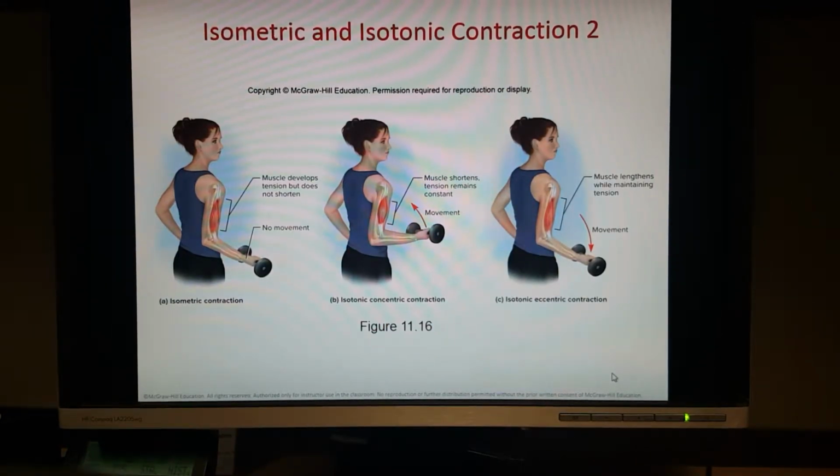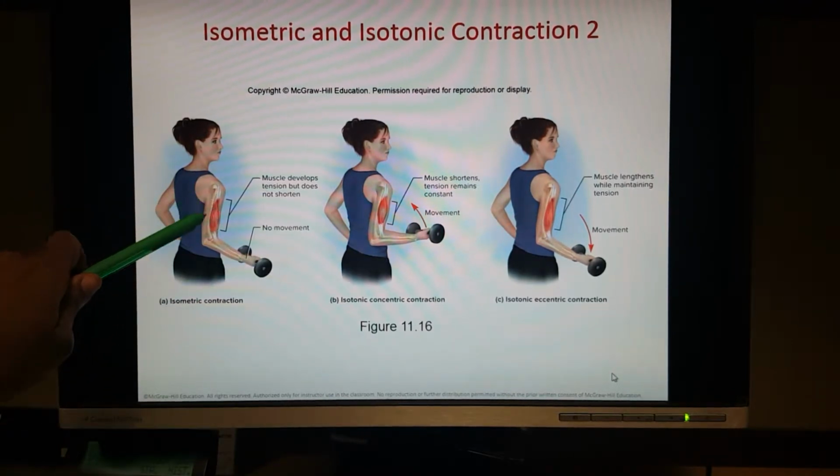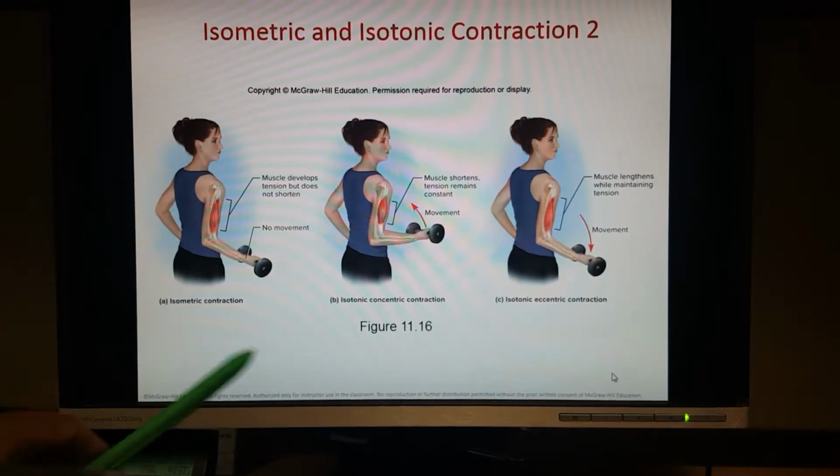Once you give a muscle a stimulus, you don't immediately get a contraction. You have to build up enough tension to actually cause movement. There are three types of contraction. You have your isometric contraction, where you're building tension in the muscle, but the muscle doesn't shorten. Here we have the lady lifting a dumbbell. So there's tension in the muscle, but there's no movement. That's an isometric contraction.